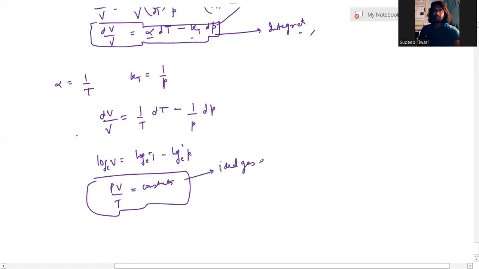This is what I've told you, that for an ideal gas we know that alpha is related as 1 upon T, and kappa T as a function of pressure can be written as the reciprocal of pressure. So clearly one can find it this way. Is that fine? I think this is quite evident.